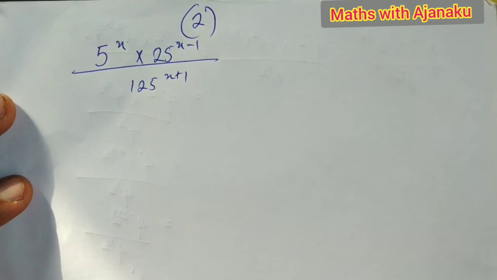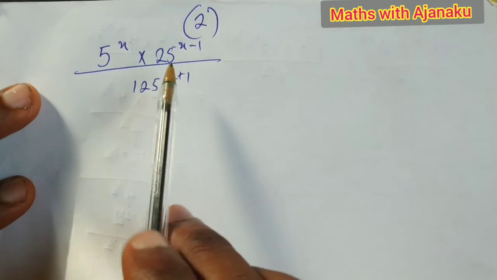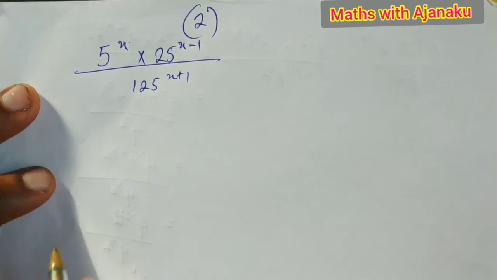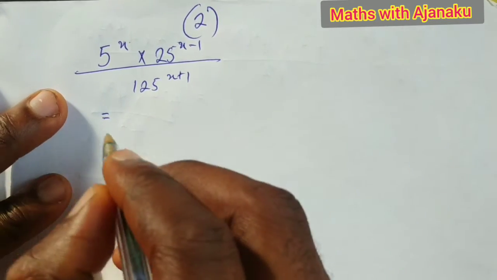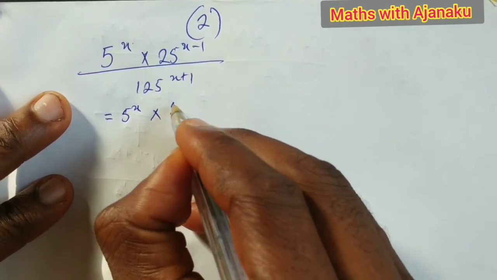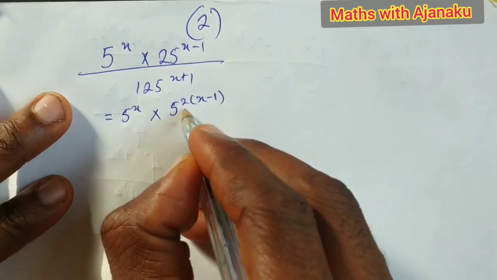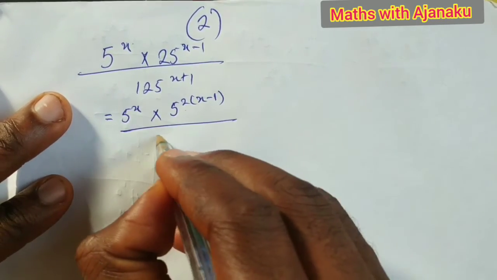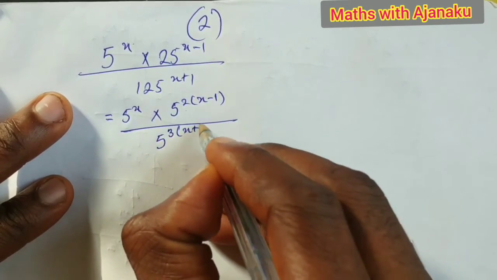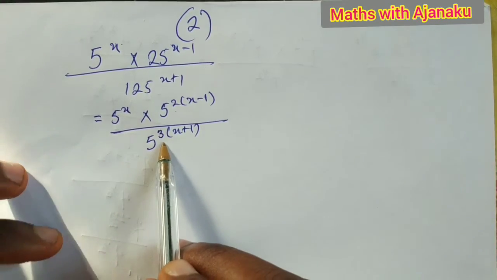Solving the second question now, we can put everything into the base of 5, since 25 and 125 can be in the base of 5. So why not put them into the base of 5? By so doing, this becomes 5 raised to power x times 5 raised to power 2 into bracket x minus 1, where 5 raised to power 2 is 25, all over 5 raised to the power 3 into bracket x plus 1, where 5 raised to power 3 is 125.